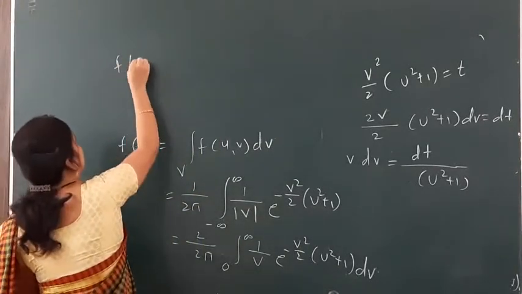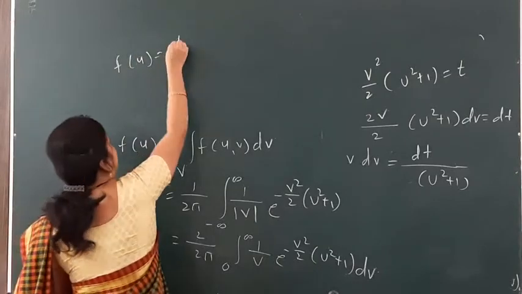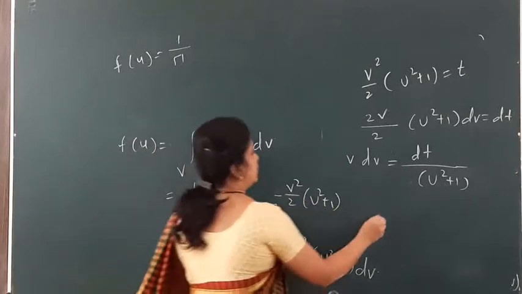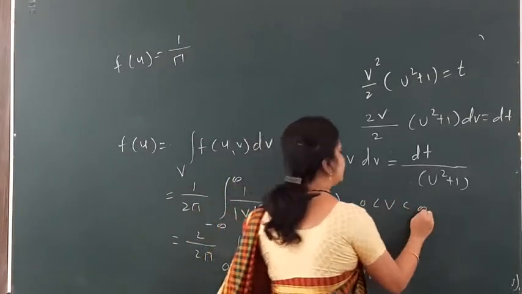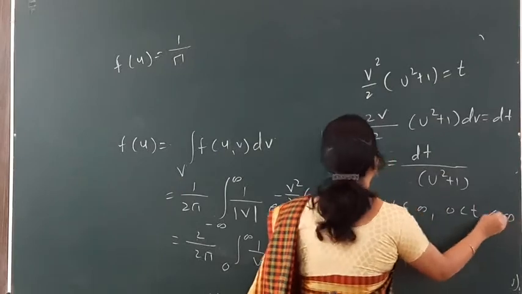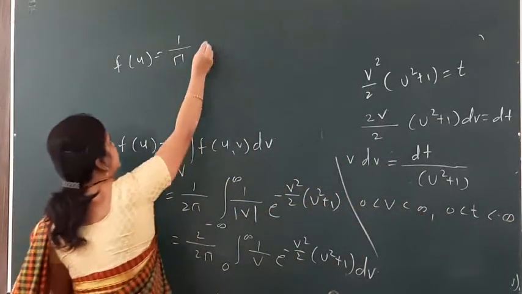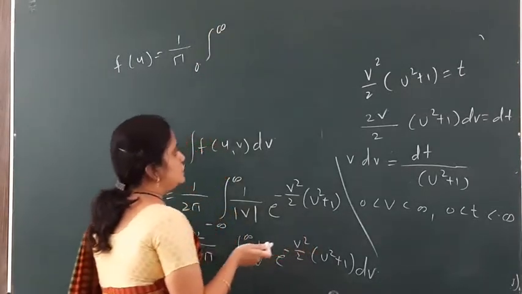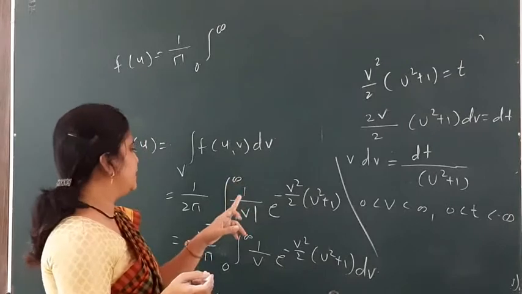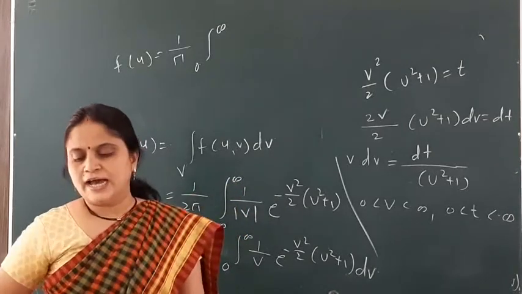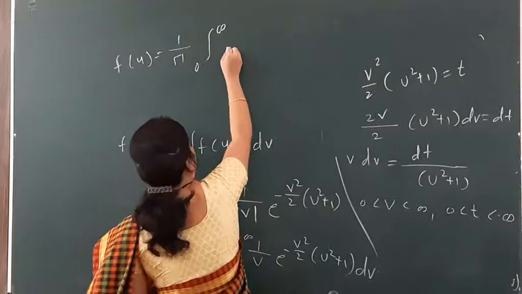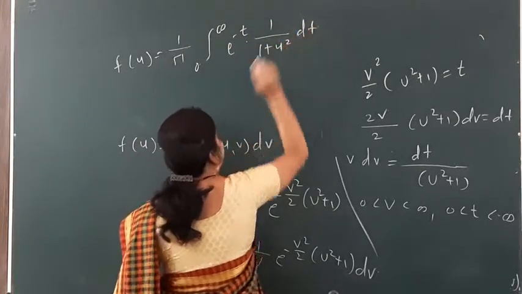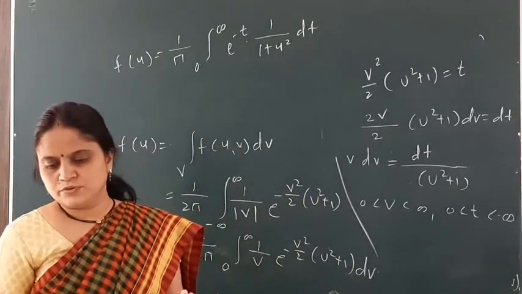So I can write f of u is equal to 1 divided by pi as it is. Then the integration over here, since v is 0 to infinity, t is also 0 to infinity. Okay, so the range doesn't change, so 0 to infinity I have, since v dv is dt divided by u square plus 1, the term e raised to minus t, 1 divided by 1 plus u square dt. This is the term which I have.